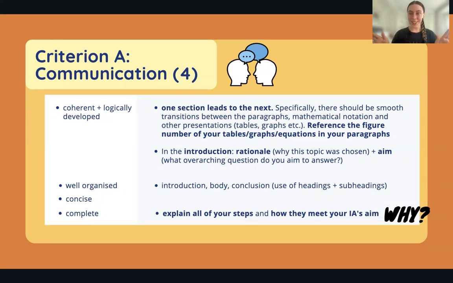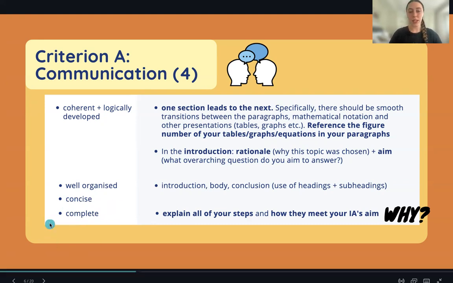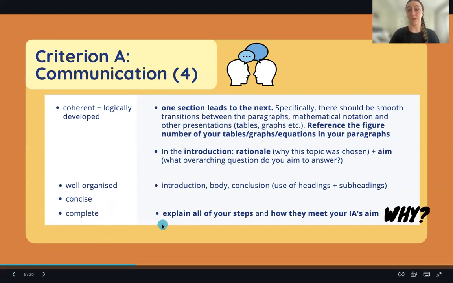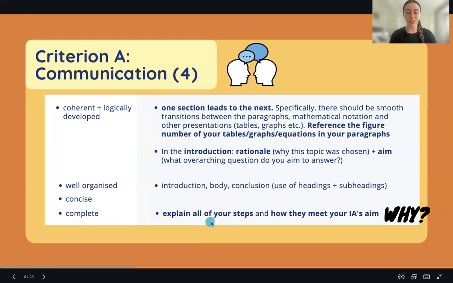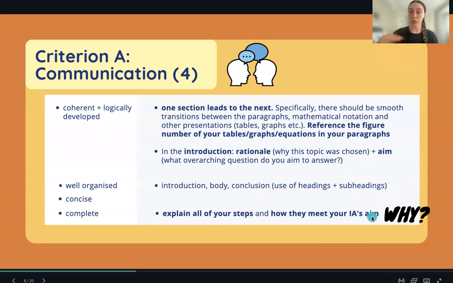Yes, so that's the appendices. That can help with being concise if you need it. And then complete. This just means that you have properly explained all of the steps that you've done. So you've not just jumped from one thing and then all of a sudden have all of these new numbers and you haven't explained how you've gotten there. And then also how all of your steps have met the IA's aim. So that overarching question that you were trying to answer at the beginning, is your IA complete in the sense that everything that you've included in the IA is working towards answering that overarching question?